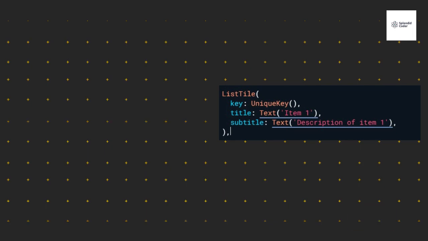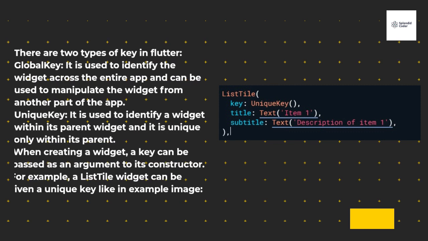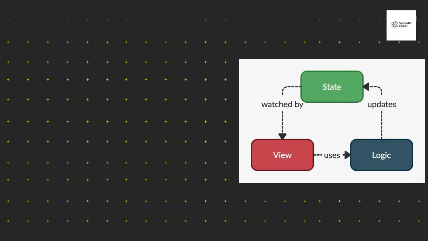There are two types of key in Flutter. Global key. It is used to identify the widget across the entire app and can be used to manipulate the widget from another part of the app. Unique key. It is used to identify a widget within its parent widget and it is unique only within its parent. When creating a widget, a key can be passed as an argument to its constructor. For example, a list style widget can be given a unique key like an example image.